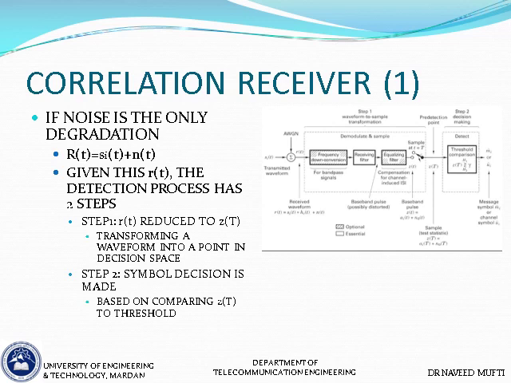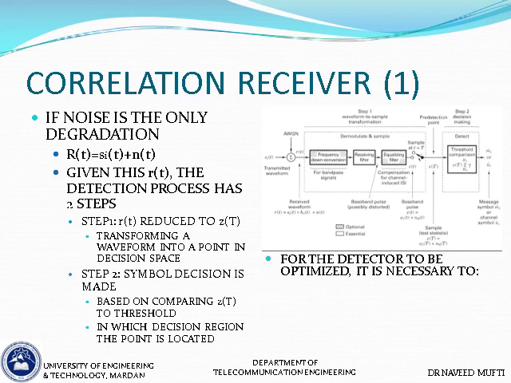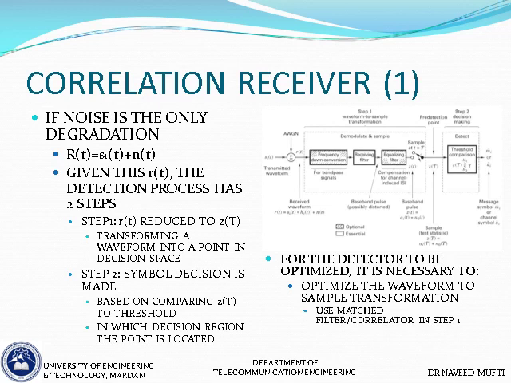So with this background, for the detector to be optimized, it is necessary to do certain things. If we want to optimize it, we have to optimize this step. We optimize the waveform to sample transformation, and we use a match filter or a correlator in step 1 for that. And then we optimize the decision criterion in step 2. By optimizing both steps, basically we optimize our receiver design, or our correlation receiver.